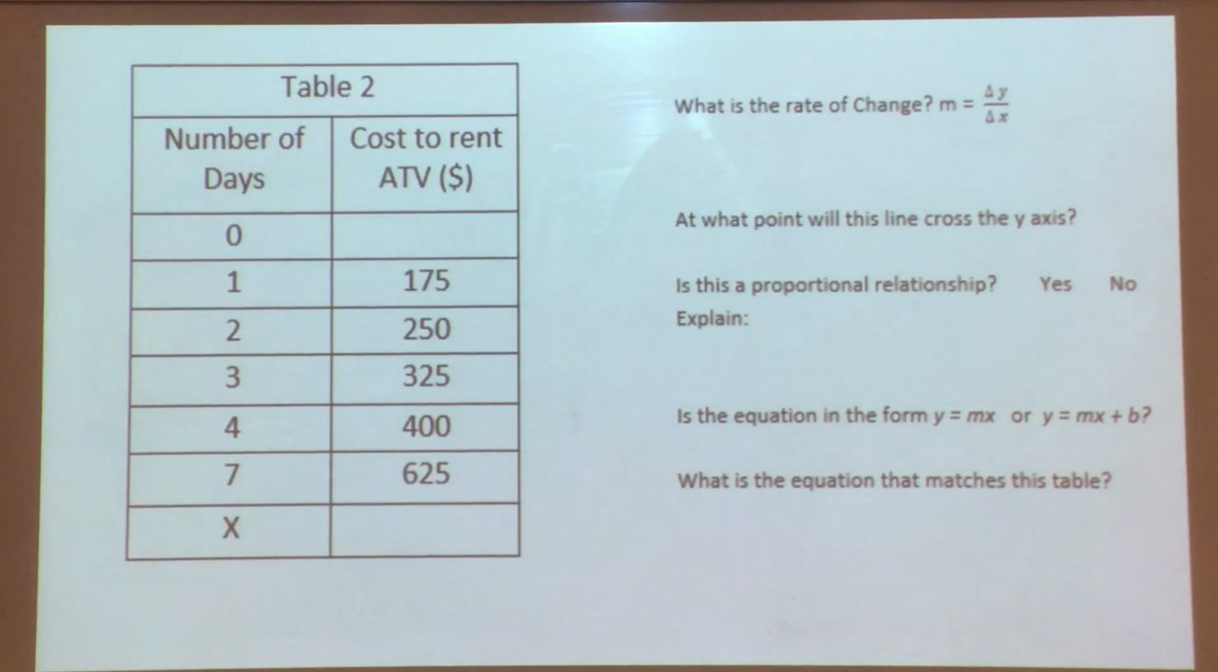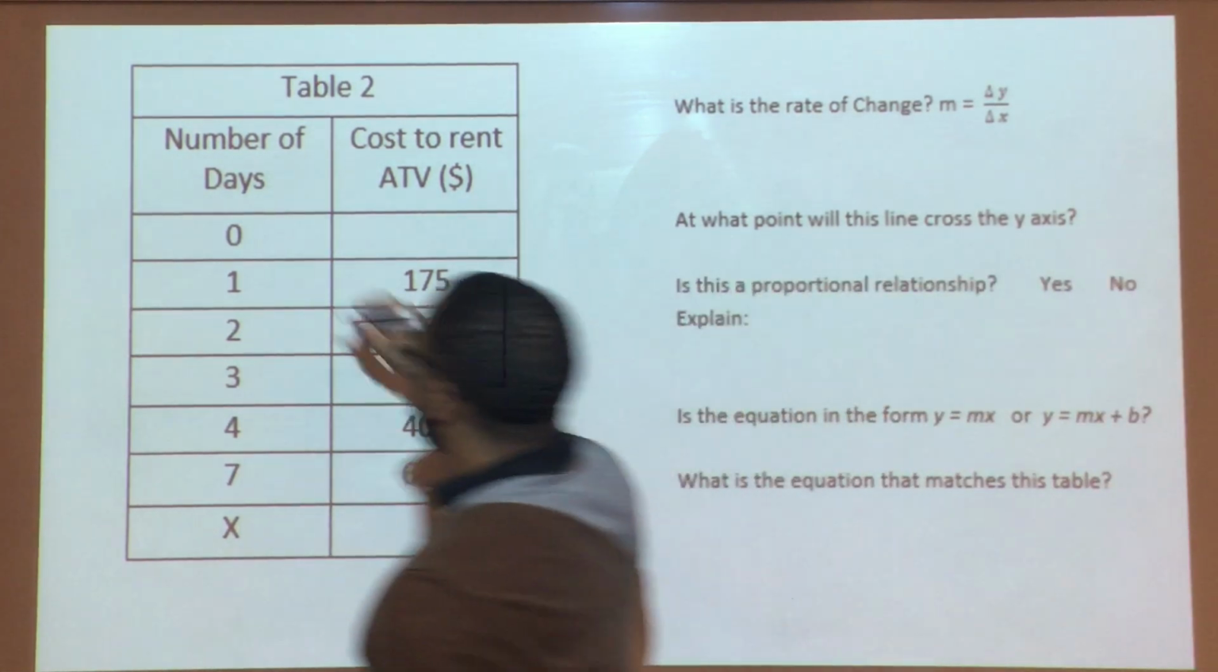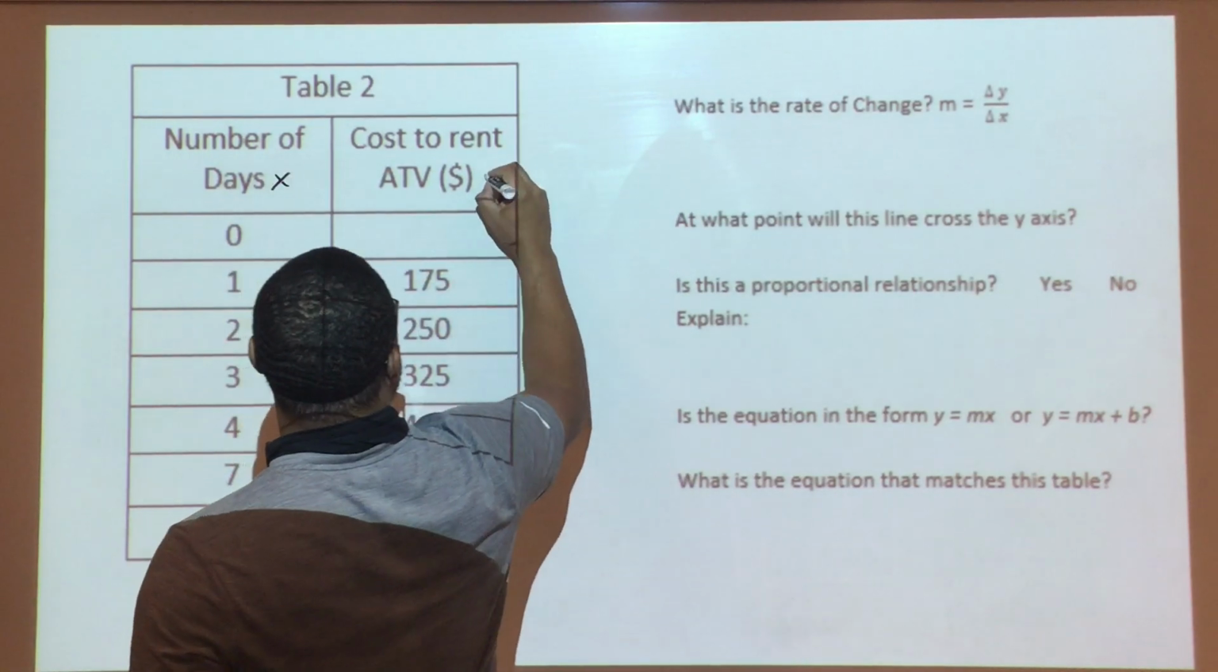Just a couple more problems. Let's look at this one. Number of days and cost to rent an ATV. This is going to be your X column. This will be your Y.